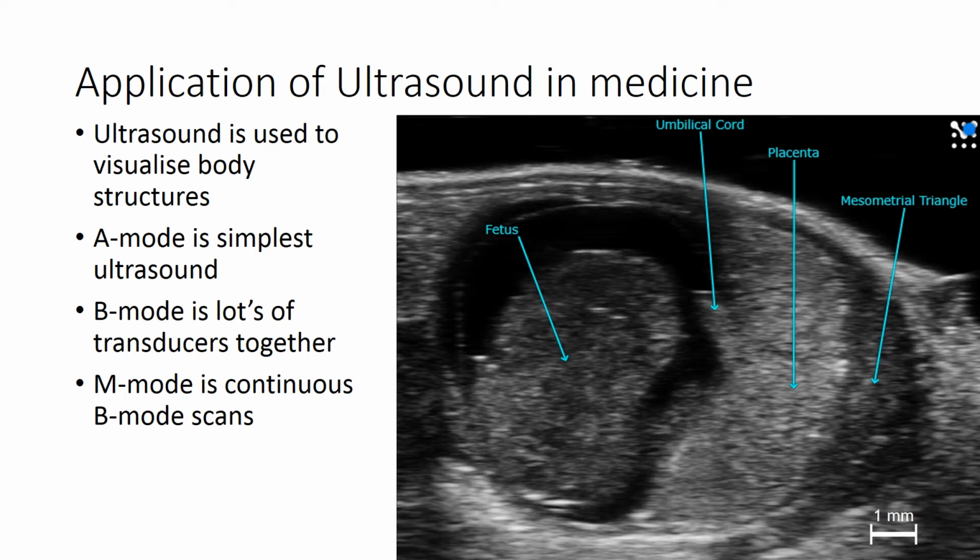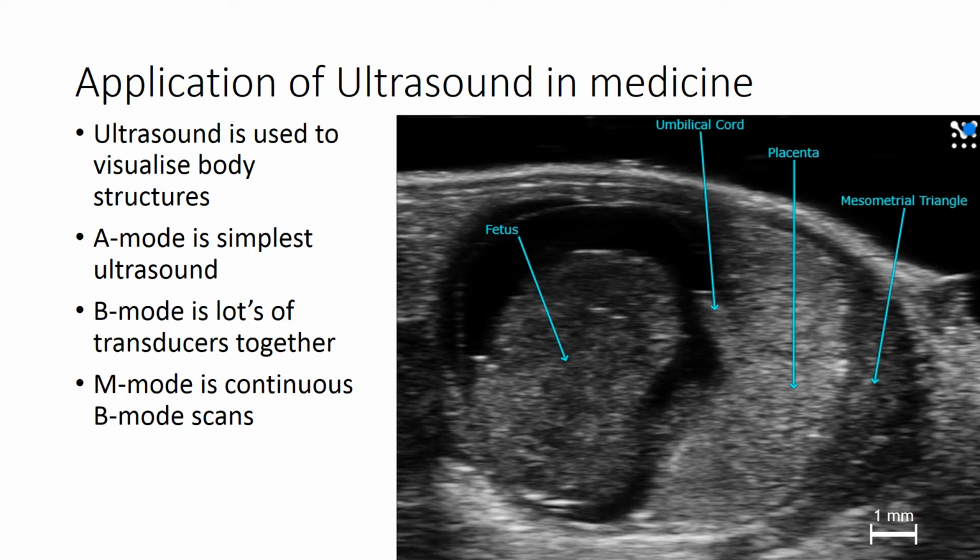These are A mode. This is the simplest ultrasound. A single transducer scans a line through the body and uses echoes that occur to plot depth. This is used to target a specific tumor or calculus.